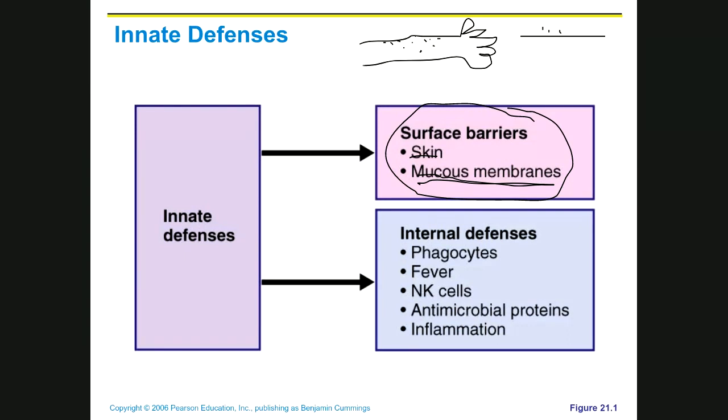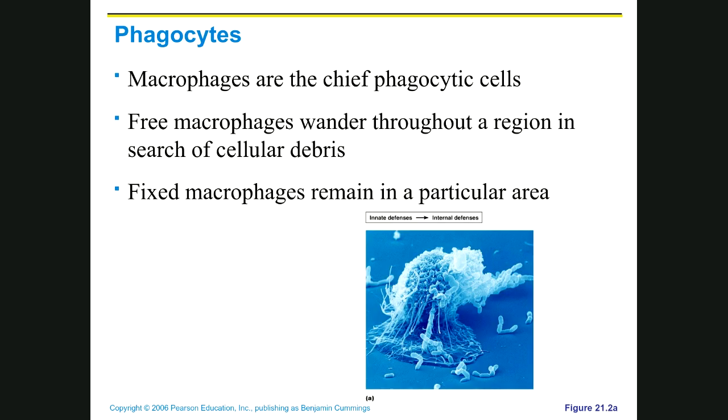Now, if you cut yourself, those surface bacteria can then get on the inside. And so now we have to have something else to defend ourselves, and that's where these internal defenses come in. So if we look at the internal defenses, there are cells which roam around looking for things that are not supposed to be there. And they are phagocytes. They eat stuff. Phago means to eat.